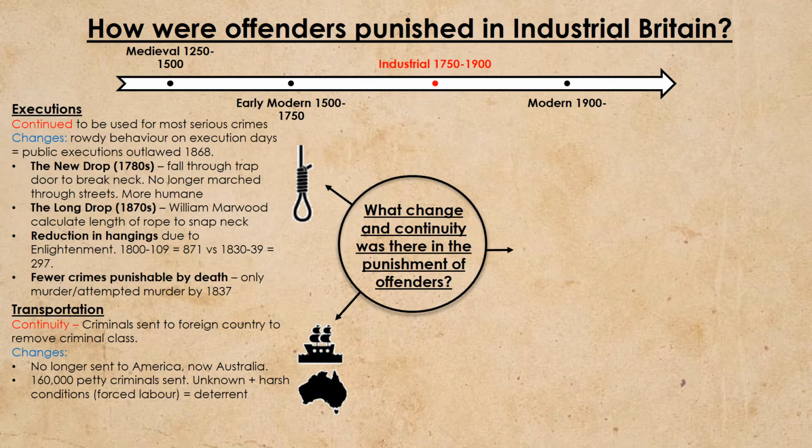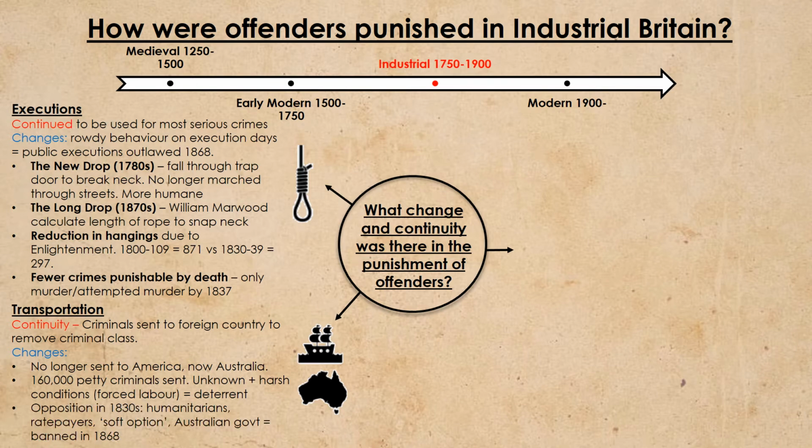During this time period, 160,000 petty criminals, and this is largely the crime that was punished through transportation, were sent to Australia. The reason that this was used as a punishment was because Australia was largely unknown at the time. It is not the holiday destination that we all know it is today, back in the industrial period, and it had very harsh conditions. For example, you would also be expected to do forced labour there. If you refused, you would be whipped, and whilst you were over there, you would complete this forced labour in chains and under supervision. So all of this added up to try and make a deterrent against petty crime.